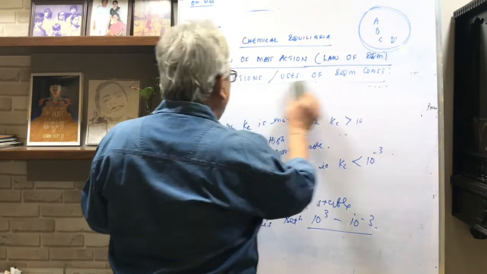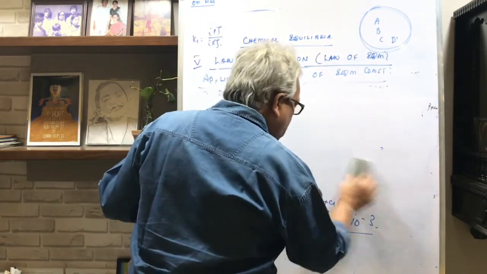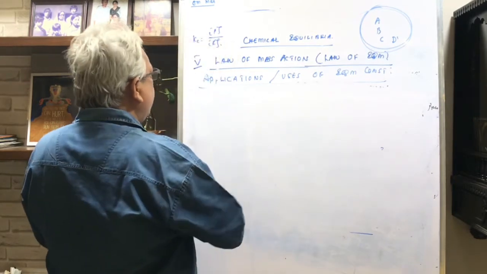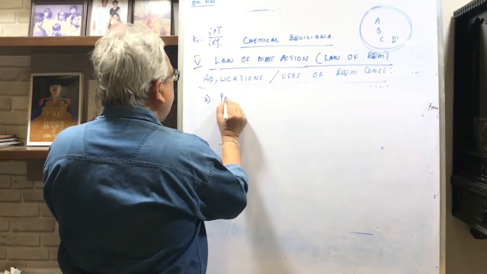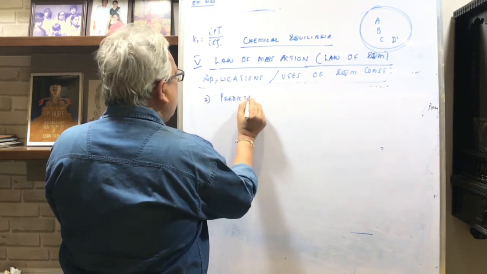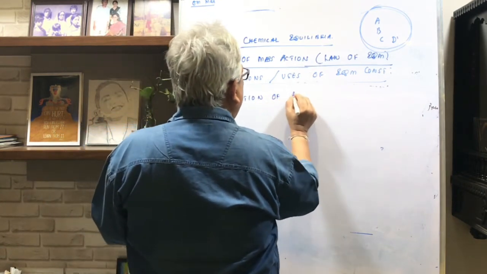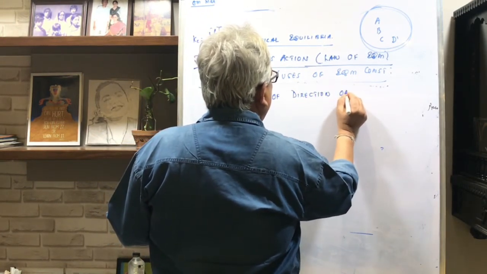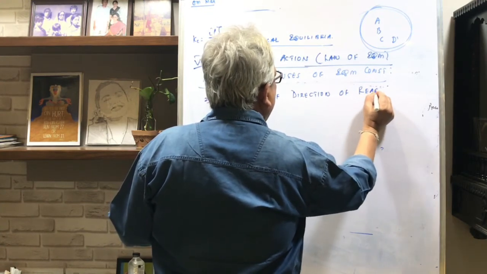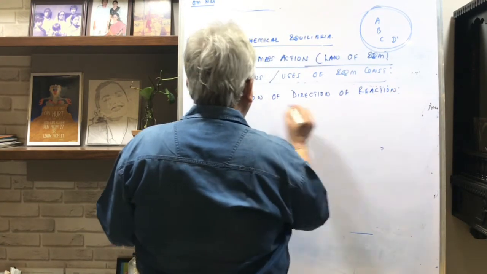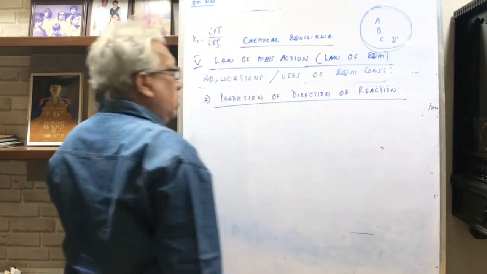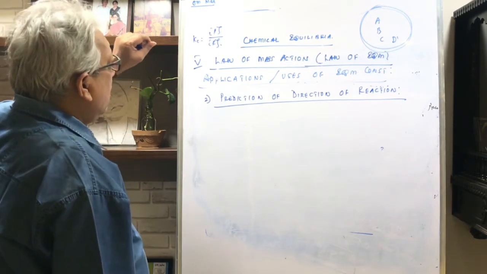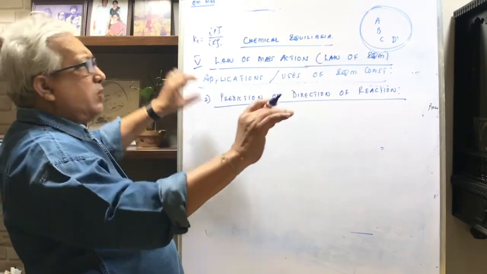The second aspect is prediction of direction of reaction. That is the second point. Point number 2: prediction of direction of reaction. That is, for a particular reaction, you know what the value of Kc is.